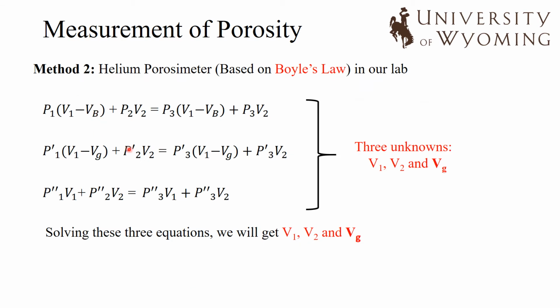So here we have those 3 equations and 3 unknowns. The unknowns will be V1, V2, and Vg, and by solving the 3 equations we can get Vg. But in the lab we will give you all the equations so that you just substitute directly to get the grain volume, from which, knowing the bulk volume, you can estimate the pore volume and the porosity.